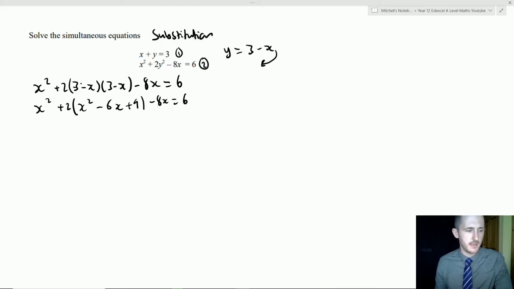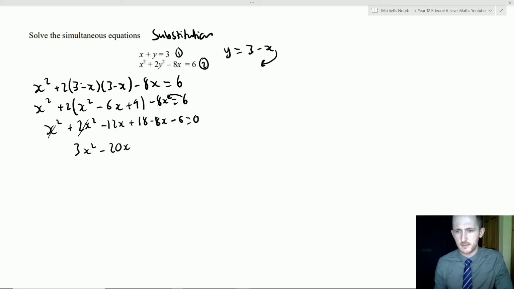Perfect. So now we can actually expand the bracket. So we have x squared plus 2x squared minus 12x plus 18 minus 8x. And what I want to do as well is move this 6 over to the other side to make it minus 6 equals 0. Now we gather the like terms. x squared plus 2x squared gives me 3x squared. I like to sometimes draw a line through the ones I've already done. Minus 12x minus 8x gives me minus 20x. So again, draw a line through what I've done. Plus 18 minus 6 gives me plus 12 equals 0.